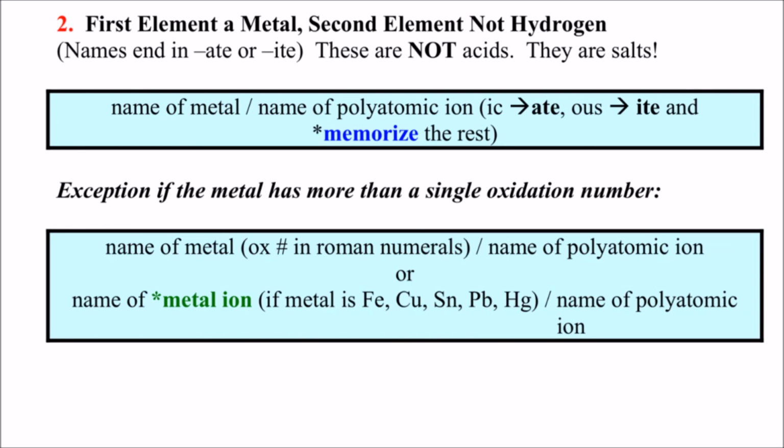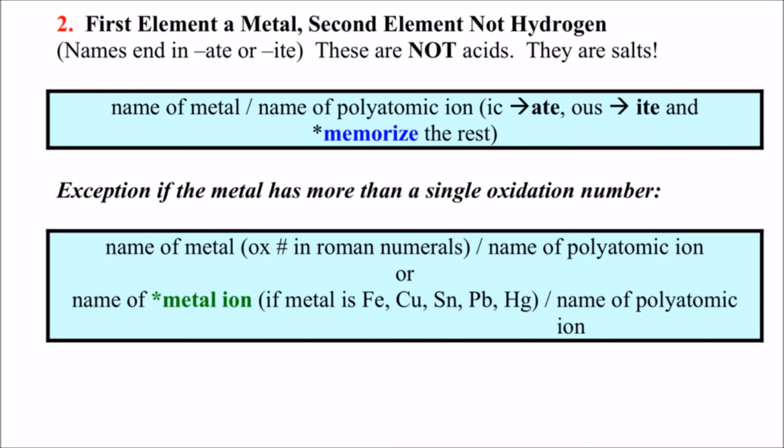So if we're doing the systematic version, you say the name of the metal, put the oxidation number in Roman numerals inside of parentheses. Then we're going to say the name of the polyatomic ion, and we'll use our innie-outie rule to help us do that. To do the common name, we're going to say the name of the metal ion. Remember, these are the elements that have common names, so we'll do the stem of their Latin name, and then ic for the higher oxidation state, and ous for the lower, and then we'll finish up with the name of the polyatomic ion that we get from the innie-outie rule.